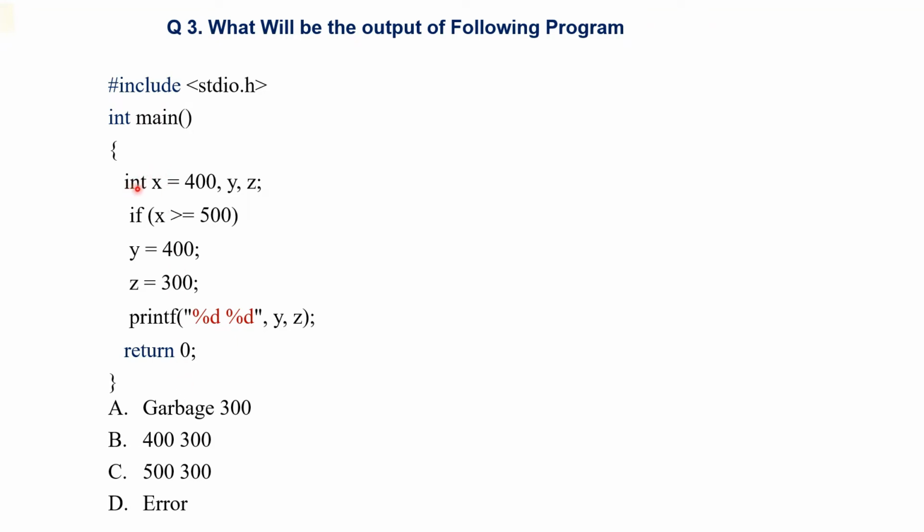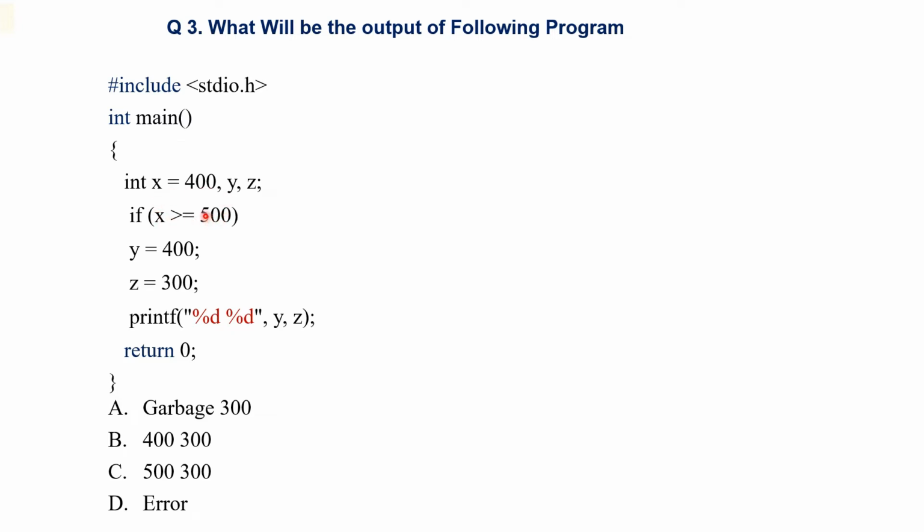So firstly here in this program, integer variable x is declared and it is initialized with the value 400, and the other two variables y and z are also declared as the integer type of variables. The next statement here is the if statement, and the condition here is x greater than equals to 500. So value of x is 400 here. So hence the condition becomes 400 greater than equals to 500, which will be evaluated to false.